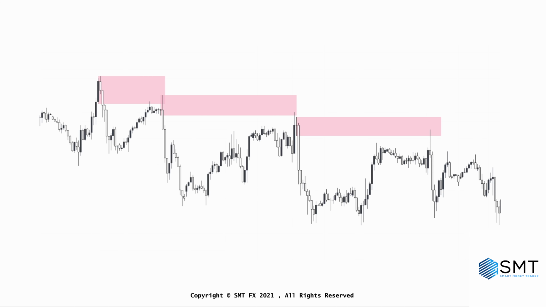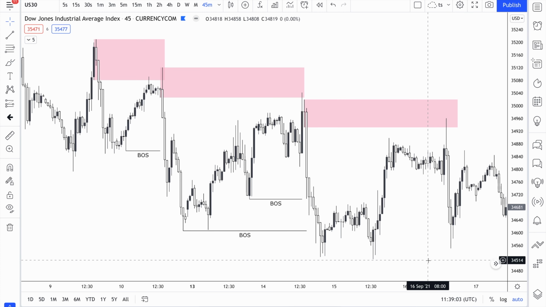We could then start to anticipate that the third supply zone is going to be bearish as well, providing we still get the breaks of structure and price is still moving in the same direction. Now, if the third supply zone did not cause a break of structure, then we would not be looking for a short in this example. However, as it does break structure, we could then be looking for a short trade to follow the order flow of the market.